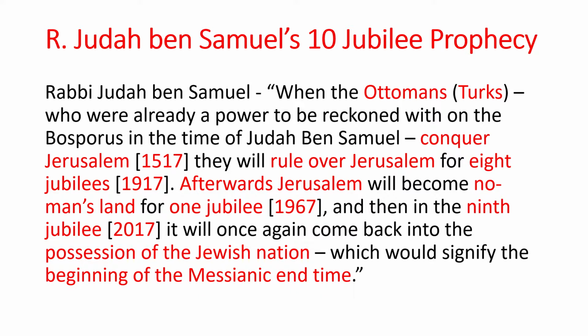When the Ottomans, the Turks, who were already in power to be reckoned with the Bosphorus at the time of Judah ben Samuel, conquer Jerusalem in 1517, they will rule over Jerusalem for 8 jubilees until 1917. Afterwards, Jerusalem will become a no man's land for 1 jubilee until 1967, and then in the 9th jubilee it will come again back into the possession of the Jewish nation, which would signify the beginning of the Messianic end time, then in 2017. So, interesting.